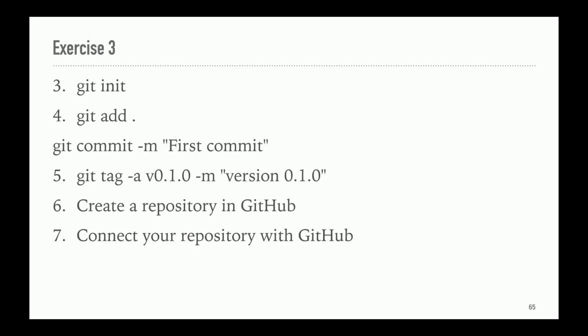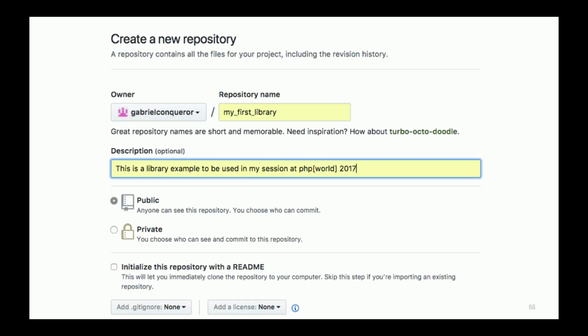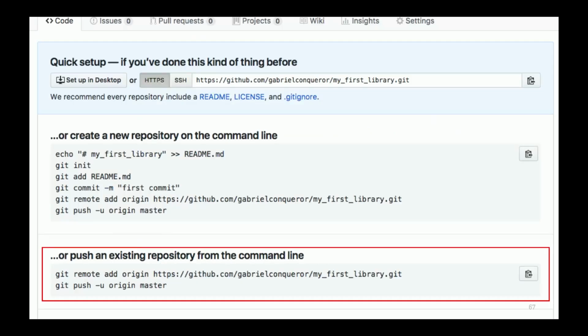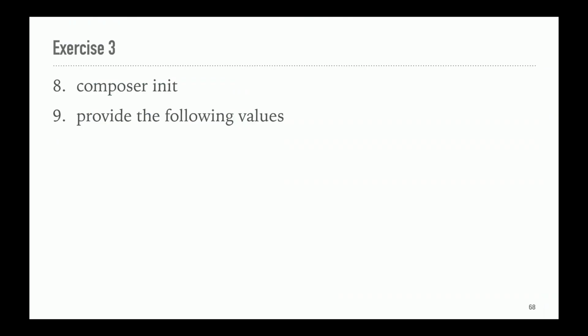So we created a repository in GitHub. We connected the repository with GitHub. This is just the steps that we just did. And that yellow there is weird. We copied that from GitHub because we had the existing repository on our computer.